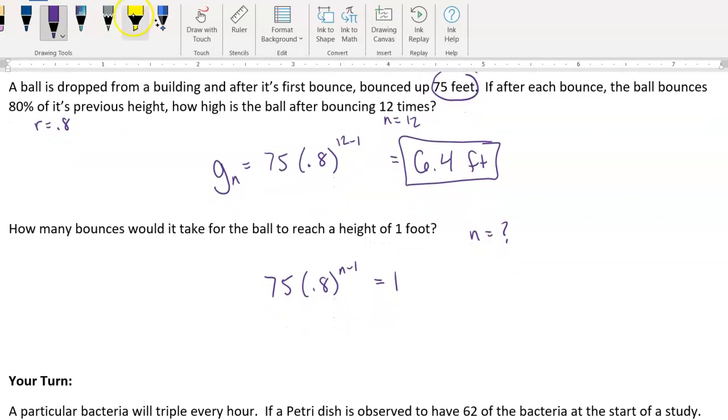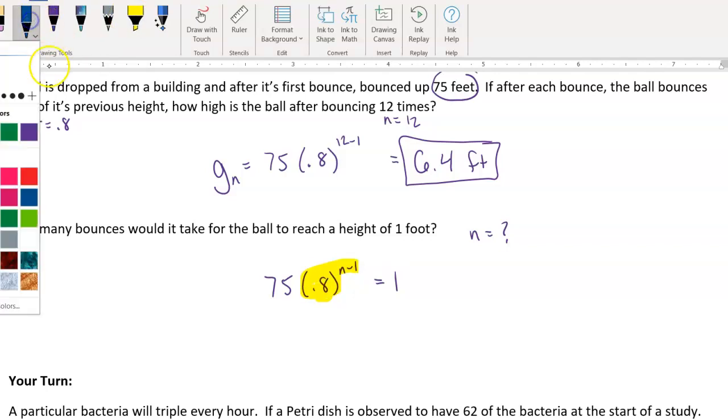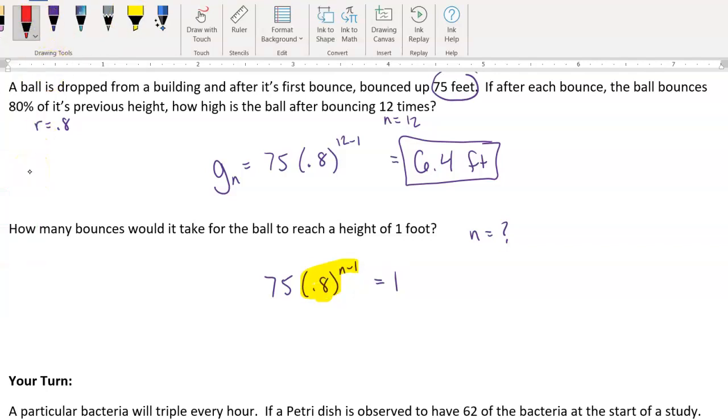So this goes back to what we talked about in this chapter. We want to get the base by itself. So I'm going to divide both sides by 75. When I do that, I would get 0.8 to the n minus 1 power. 1 divided by 75 would give us 0.0133.